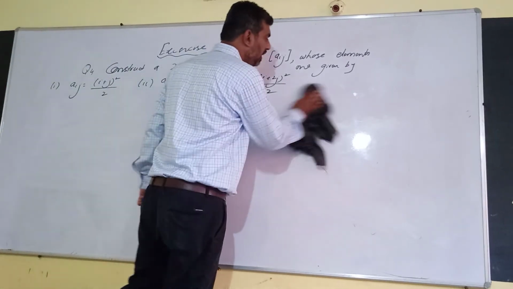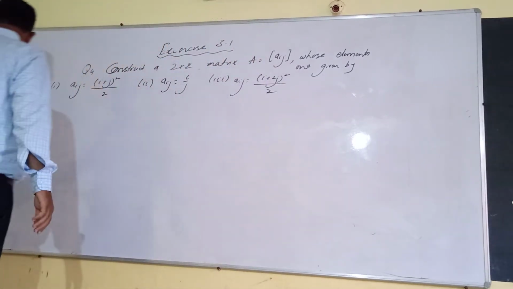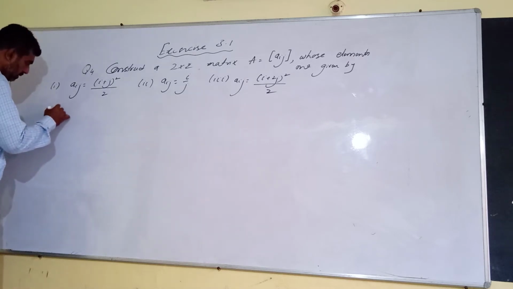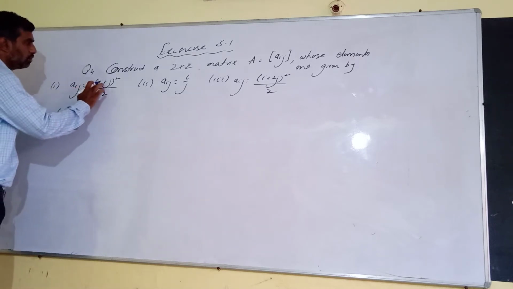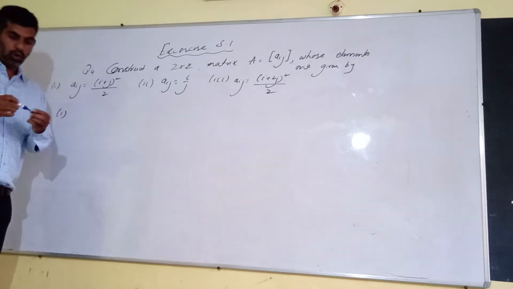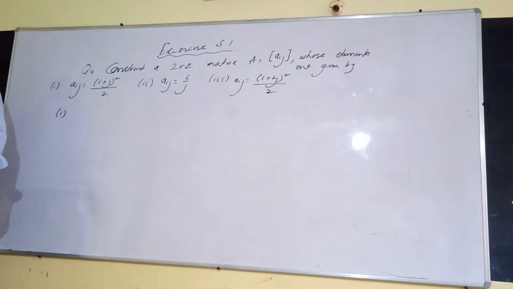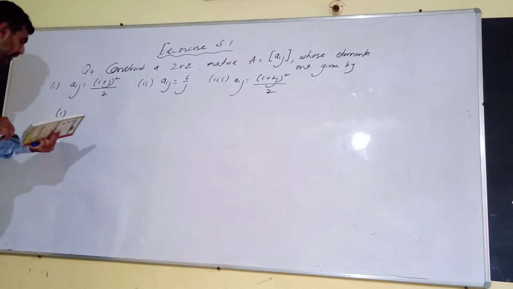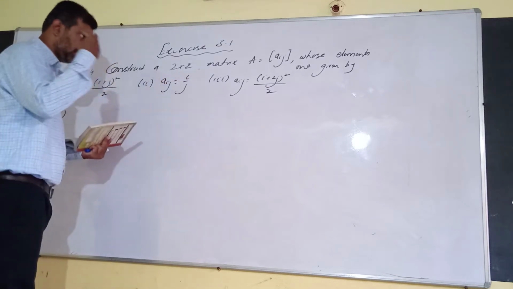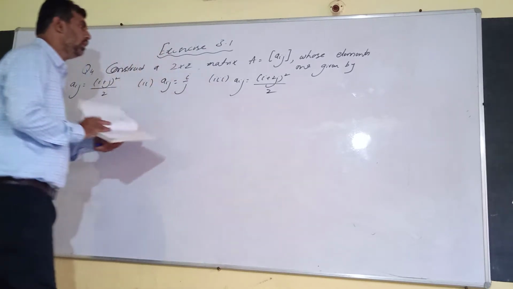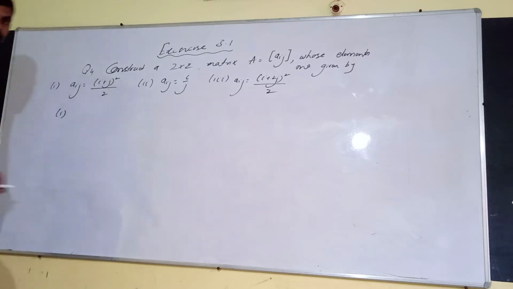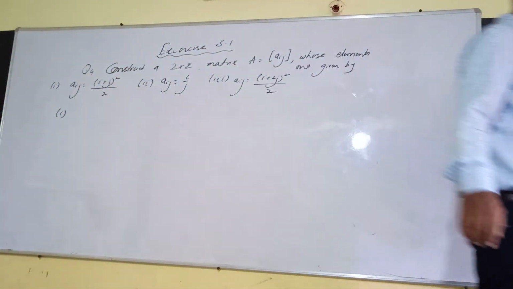Now, we will come to the first question. What is the first question? aij = (i + j)² divided by 2. This is the first question here. Now, question number 4 of exercise 3.1, I will repeat. Before going to the solution: first question, (i + j)² divided by 2. Second question, i divided by j. Third question, (i + 2j)² divided by 2. Let me check my camera once so I can proceed.